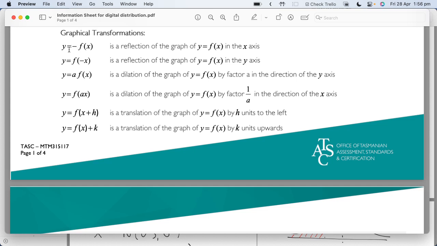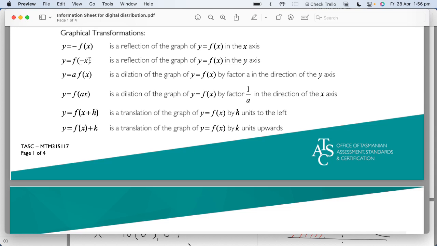So this talks about reflections first of all. So y equals negative f of x. We're taking the function and we're making it negative. So this reflects the graph, in the x-axis. So this causes it to flip. I have to do this in the air, so it's not great for the video. It causes it to flip that way, around the x-axis.